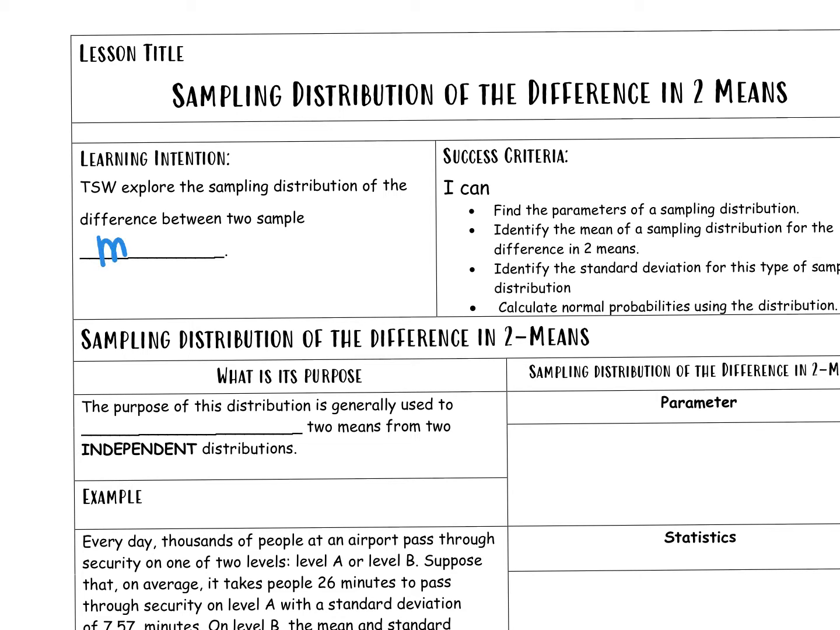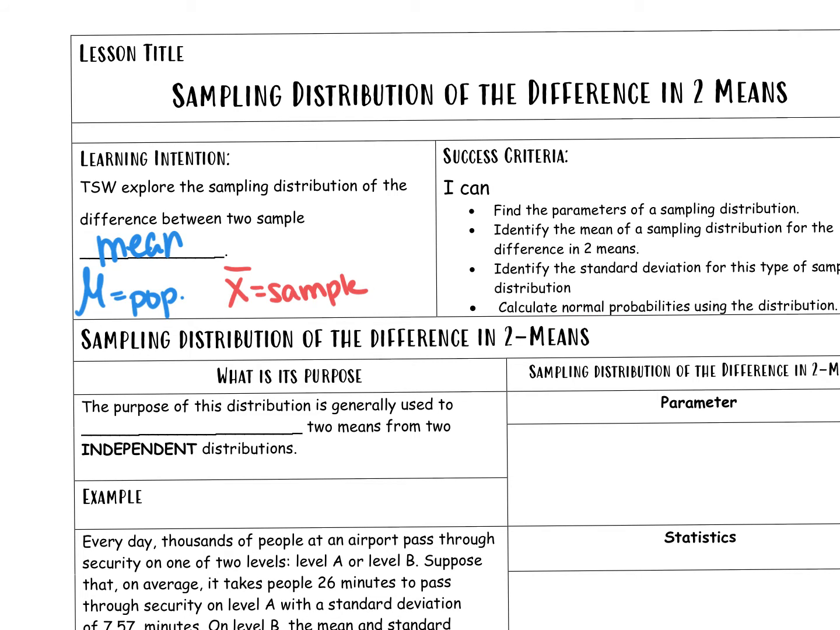And remember, there are two types of means. The population mean is called mu, and then there's the sample mean, which we call x bar. So we actually want to look at the two sample means, the x bars, to see what the statistic is doing here. We'll find the parameters of a sampling distribution, in this case the difference in two means: identify the mean of a sampling distribution for the difference in two means, identify the standard deviation, and calculate normal probabilities.